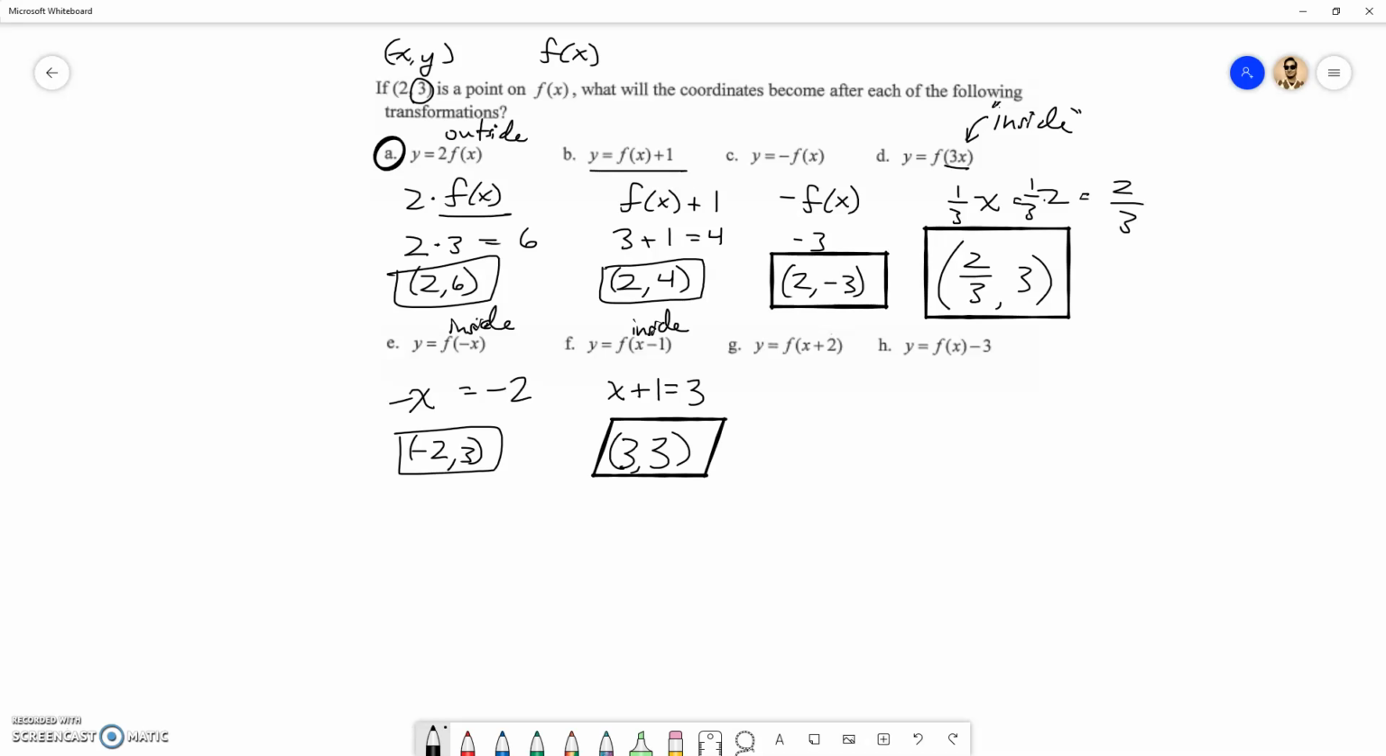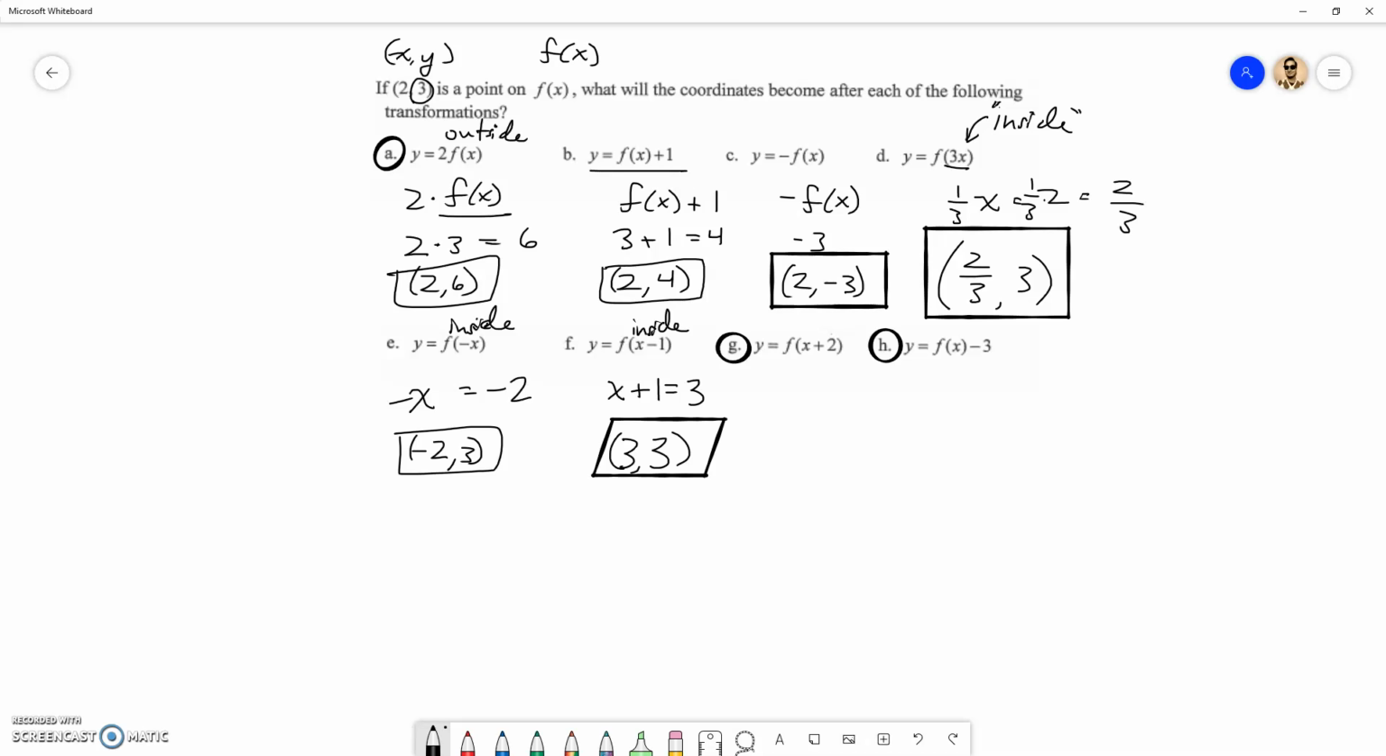I think you see what we're doing here. So I want you to go ahead and pause the video and try examples G and H. And then when you come back, I will have answers for you up on the board. So go ahead and pause the video and try those now. Remember to ask yourself whether this transformation is happening on the inside or the outside, and to remember that if it's happening on the inside, we have to do the opposite of what we see.